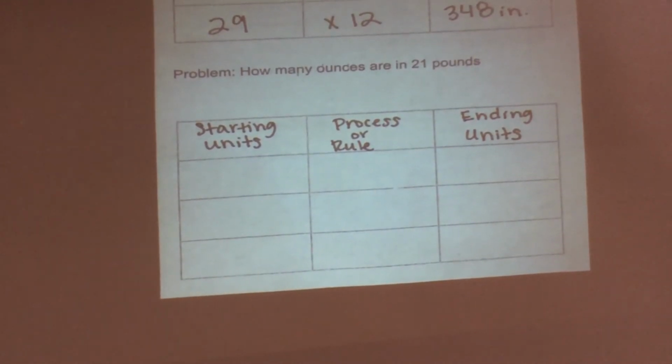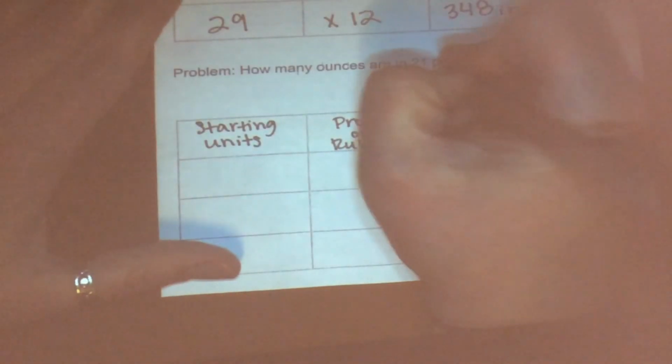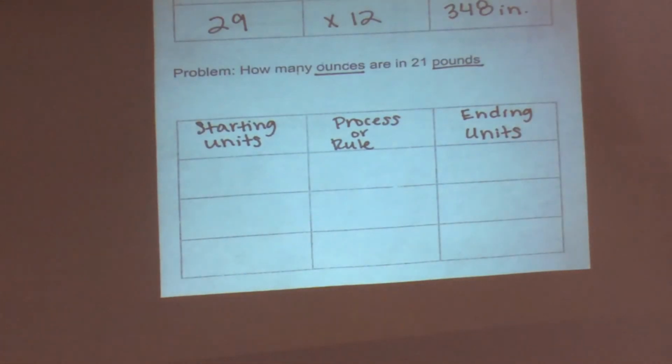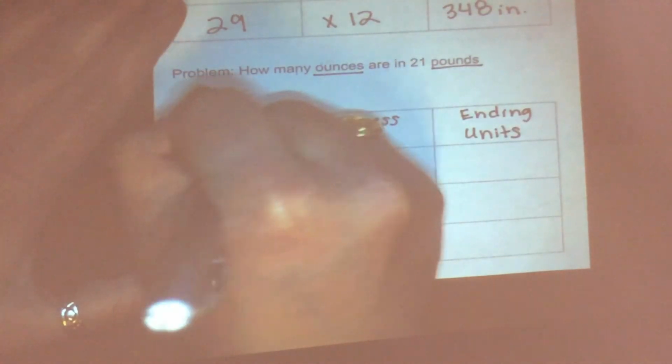Okay. In my problem, tell me what my units are. Pounds and ounces, okay? So what is my starting unit in my problem? Pounds. It says I want to know how much are in 21 pounds. So 21 is attached to pounds. So my starting unit is pounds.